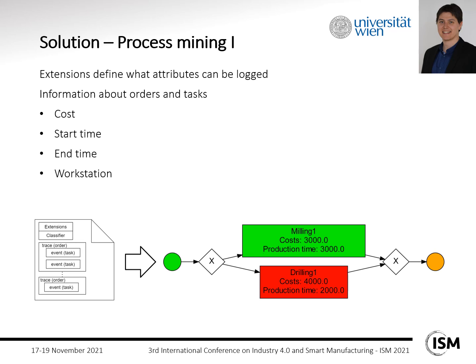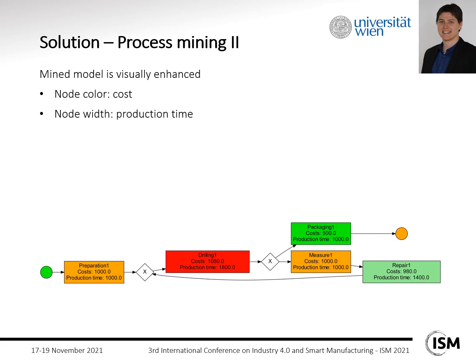The main part of the file consists of traces and events. In our example, a trace is used for an order and one event is used for a task. On the right side, we can see a mined BPMN model that is enhanced with additional information. I will explain this on the next slide. A process mining algorithm, the inductive miner, is used to mine a process model out of the process event log. This event log is converted to a BPMN model and enhanced with additional information.